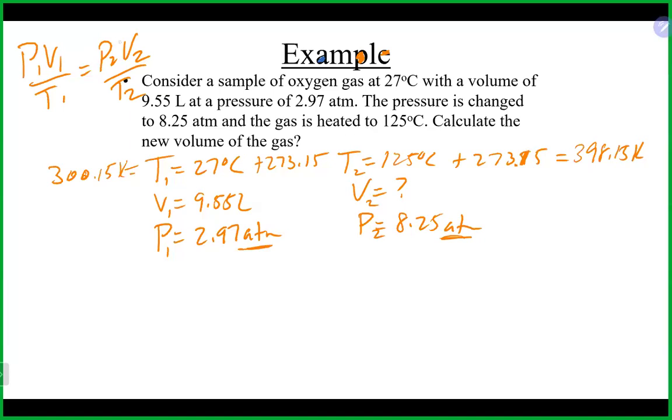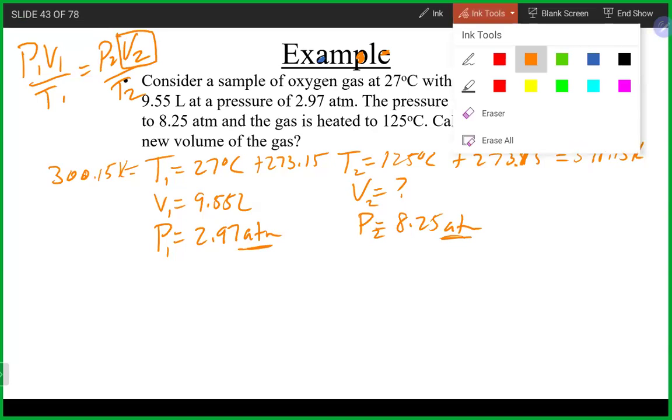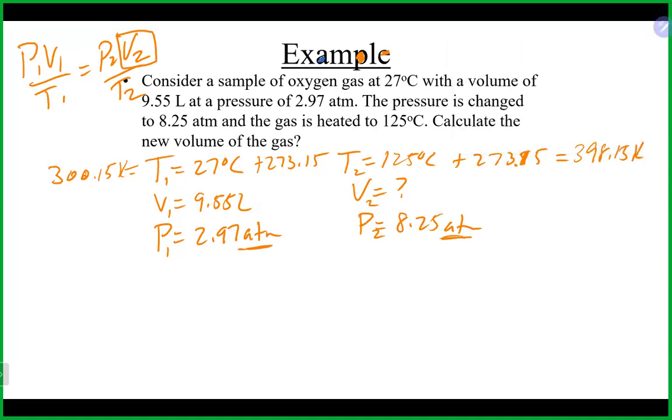In this case, we are solving for V2. Remember, as we talked about, if you move something across the equal sign here in a gas law, they end up in the opposite location, which means this guy's going to go to the top and this guy will go to the bottom when I solve for it. That will give me that V2 is equal to P1, V1, bringing the T2 to the top, divided by T1 and bringing the P2 to the bottom.